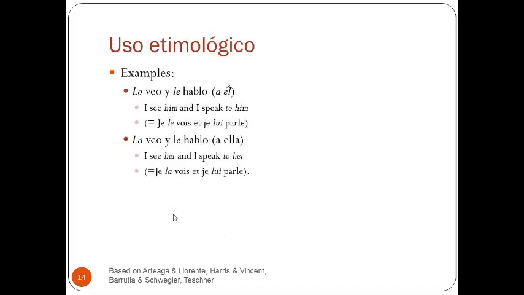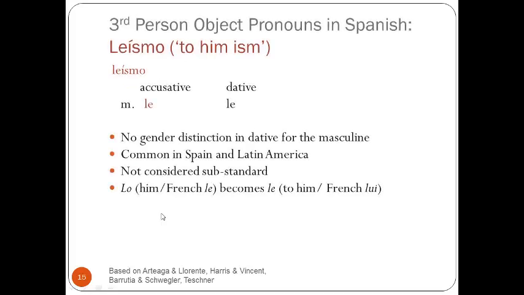Some examples. Lo veo y le hablo a él. So I see him and I speak to him. In French, that would be je le vois et je lui parle. La veo y le hablo a ella. I see her and I speak to her. Je la vois et je lui parle. So these are very similar in both languages. All right. Where we're going to find some differences are going to be in the third person singular pronouns.